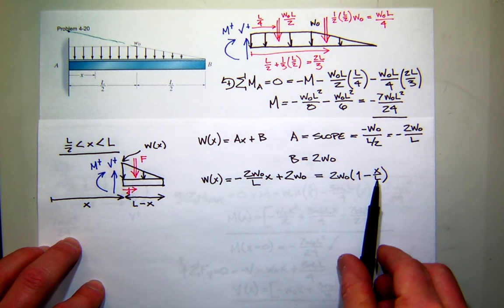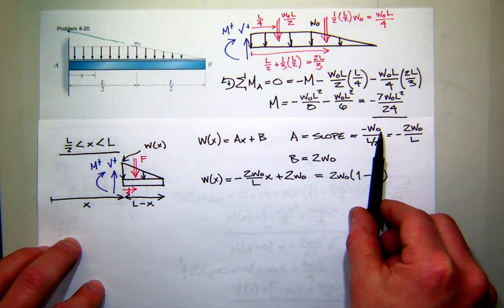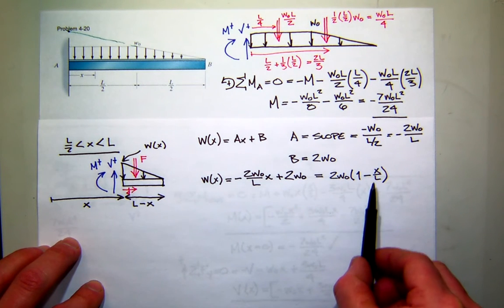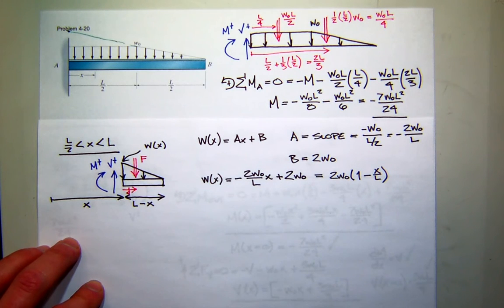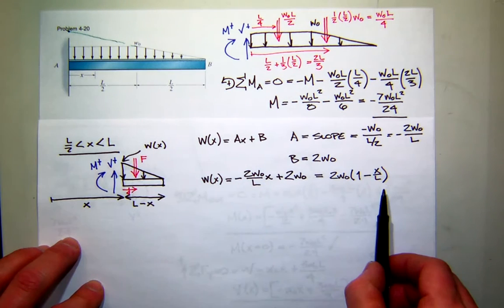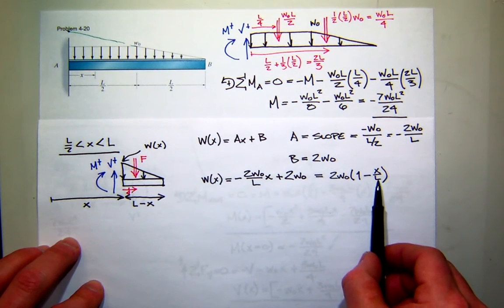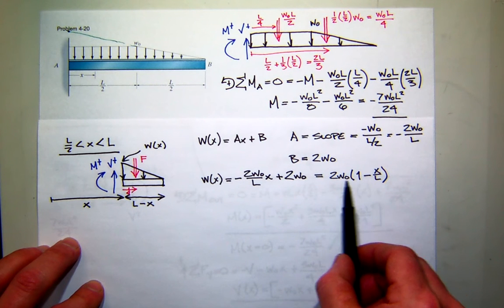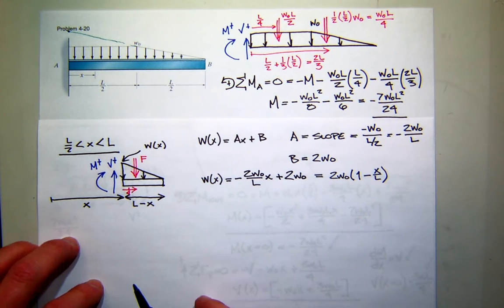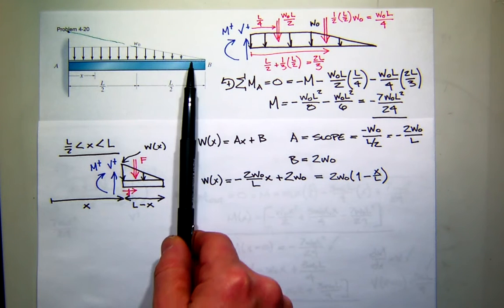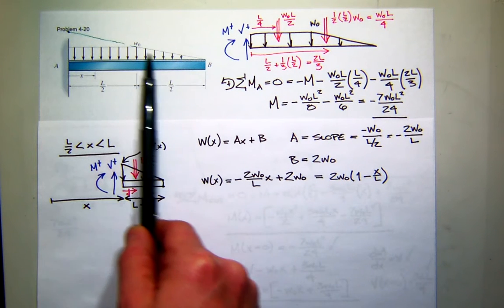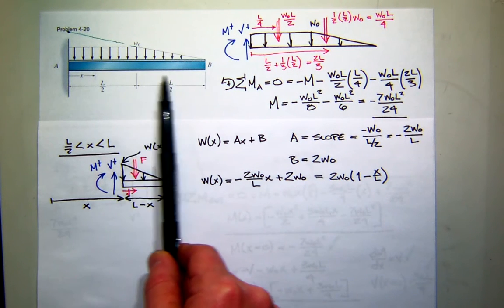So check it. When x is 0, what do you get? 2 W naught. When x is equal to L, what do you get? 0. When x is equal to L over 2, you get a half. Cancels the 2, you get W naught. So that gives me the value of the intensity of the load anywhere along that line. Of course, we only want it from L over 2 to L.